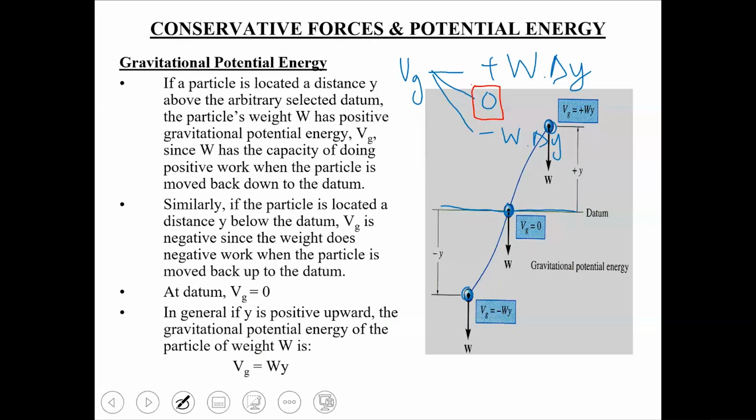The gravitational potential energy can be positive, negative, or zero depending on whether the particle is located above the datum, below the datum, or at the datum. So based on the position of your selected datum, the gravitational potential energy can either be positive, zero, or negative.